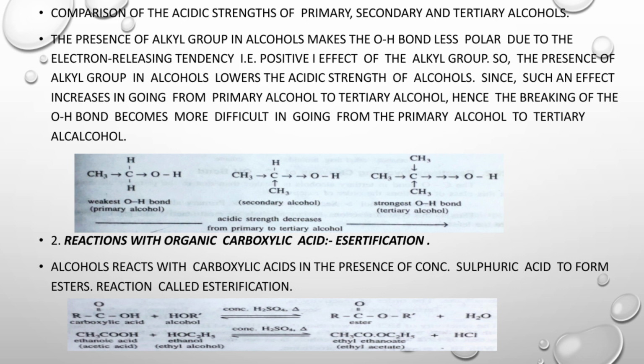And another example we have given: ethanoic acid, that is acetic acid, reacts with ethanol, that is ethyl alcohol, in presence of conc sulfuric acid to form ethyl ethanoate, that is ester and ethyl acetate, and water. The esterification reaction is a reversible reaction, and it is also shown in the picture. So the reaction should be carried out in the presence of a dehydrating agent like conc sulfuric acid.